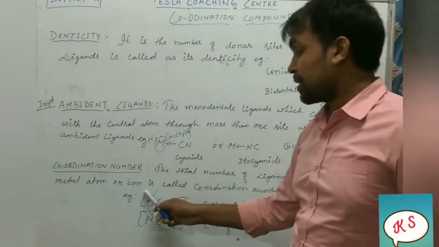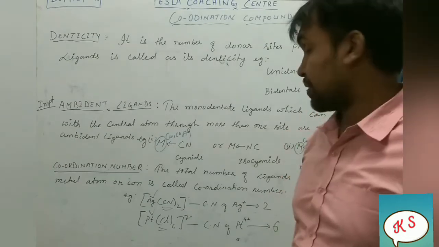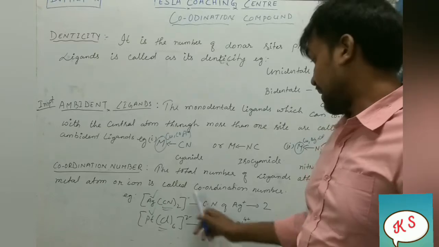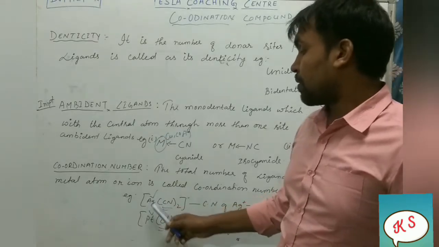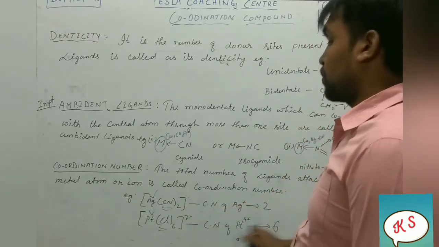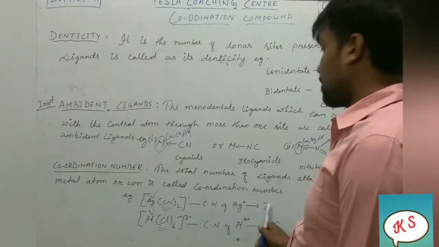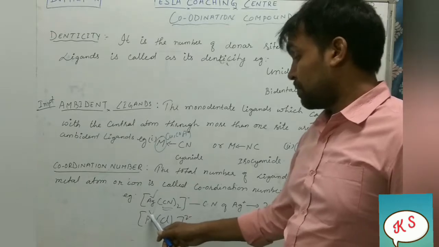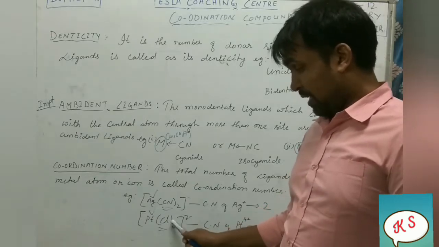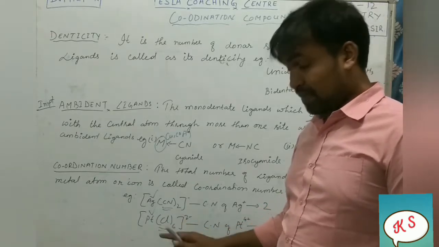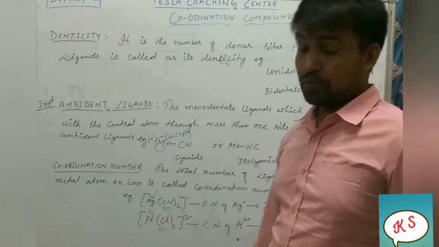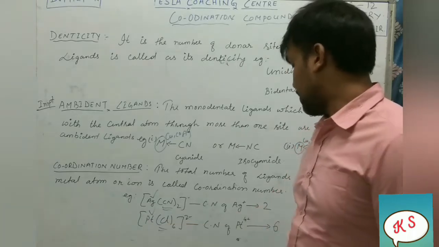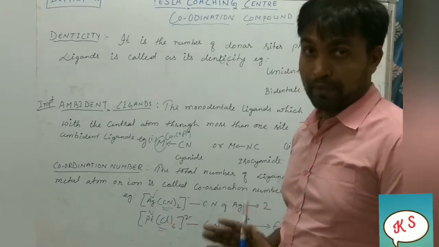So here you can see this is a complex compound or coordination compound, Ag(CN)2 negative. The coordination number of Ag here will be what? How many CN are there? 2. So the coordination number is 2. Here, PtCl6. What is the number of Cl here? 6. It means 6 Cl will be forming a coordinate bond with the central metal atom. So the coordination number of Pt will be 6. I hope you have understood it.